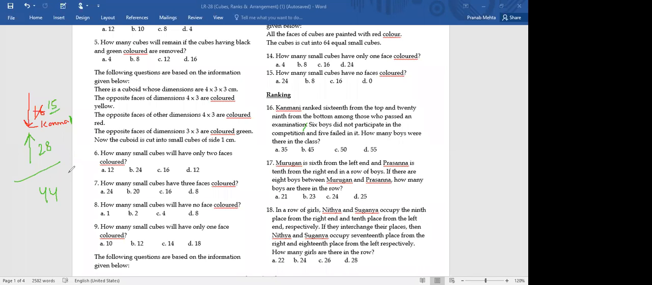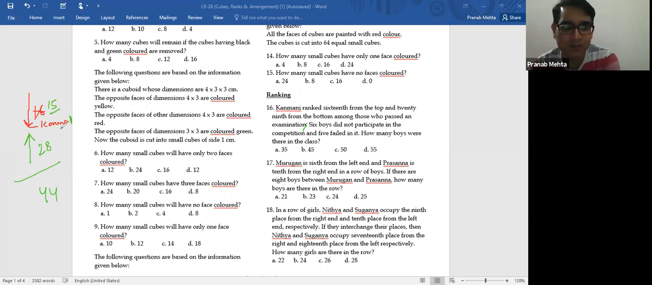Okay, I'll repeat this once again. There's a person whose name is Kanmani. He has a rank of 16 from the top. If his rank is 16, what does it mean? 15 people are ahead of him. Similarly, his ranking is 29 from the bottom. If his ranking is 29 from the bottom, it means 28 people are below him. So in total, how many people are we talking about in this picture? 28 plus 15 plus 1, which is nothing but 44 people.